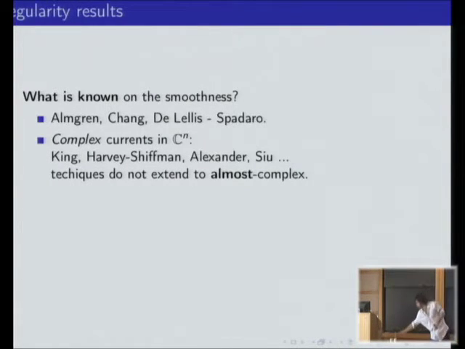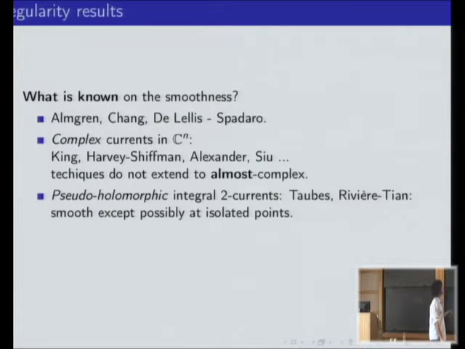If we now move from the case of general mass minimizers to the case of just calibrated currents, if we think of the classical example of the calibration being the symplectic form, then we have complex currents in C^n, and their regularity was done by King, Harvey, Shiffman, Alexander, and Siu. They proved optimal regularity results, but the techniques only work in the case of complex manifolds. So if you want to move to, for example, the pseudo-holomorphic currents that we needed in the proof of Taubes' result, you need a new proof, and this, as I said before, was done by Taubes and Rivière-Tian.